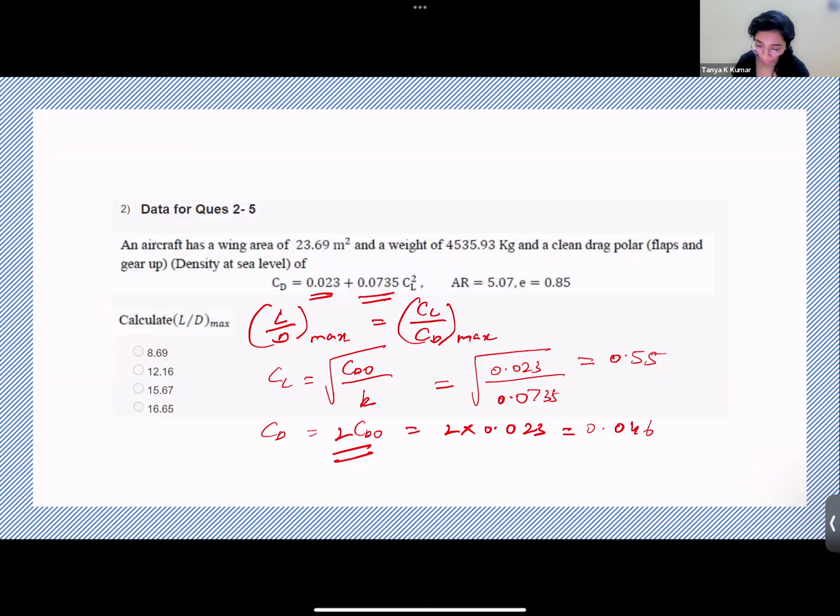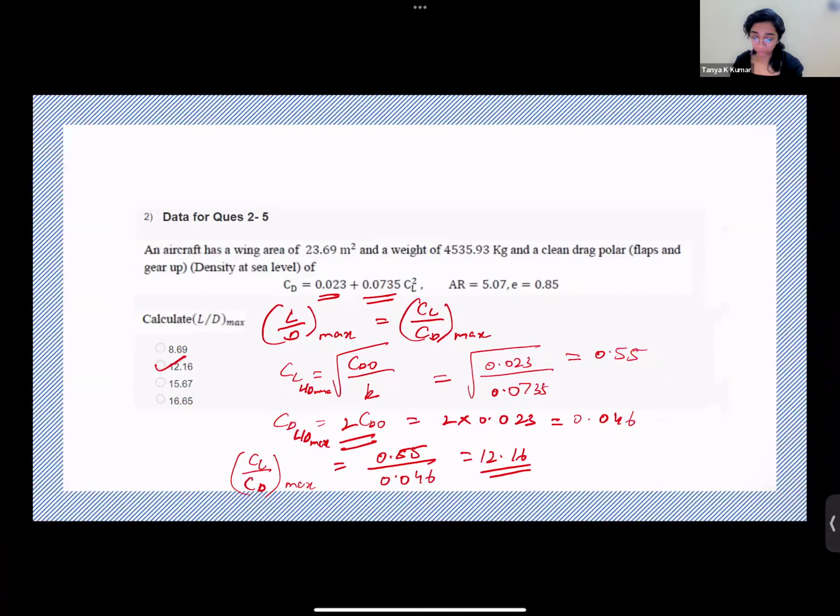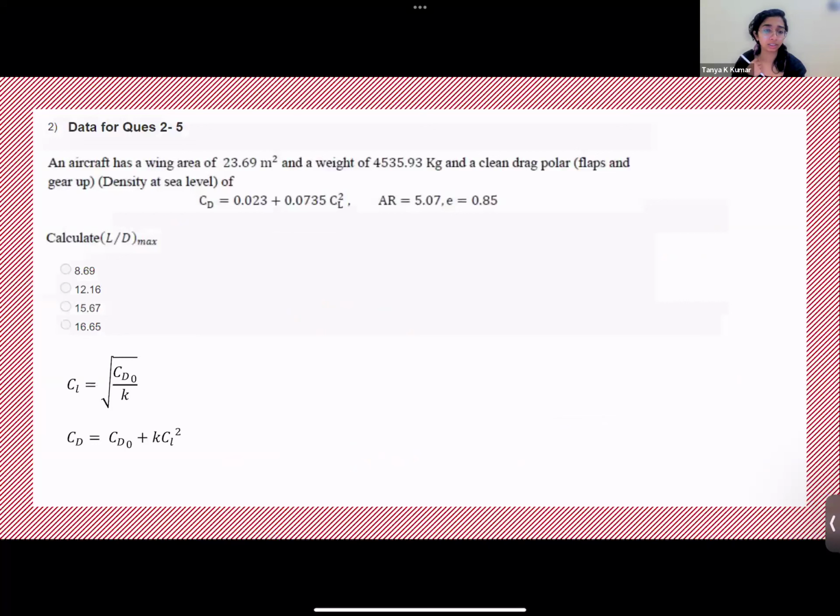So this is for L by D max. The ratio CL by CD max gives you 0.55 by 0.046, which is the answer that Shreyash has got. It's 12.16. Okay. These are the equations that we have used to find the L by D max. I've just put it up in the slide. Let's go to the next question.